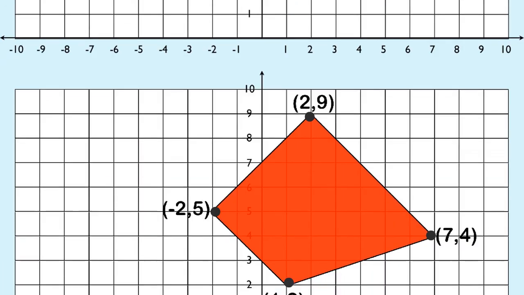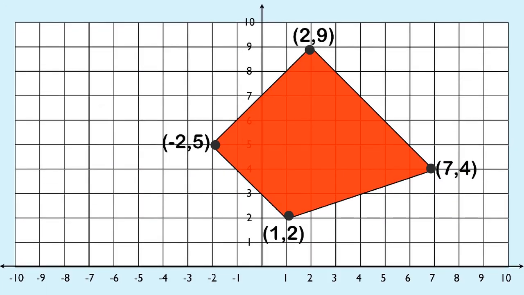Well, how did you get on? You should have got these coordinates. (-2, 5), because we're in the second quadrant for that point. (1, 2), (2, 9), and (7, 4).